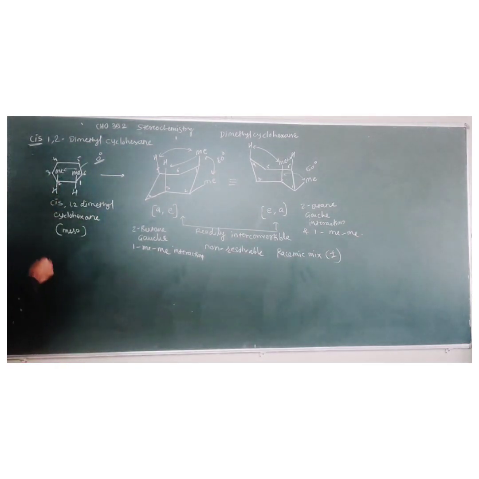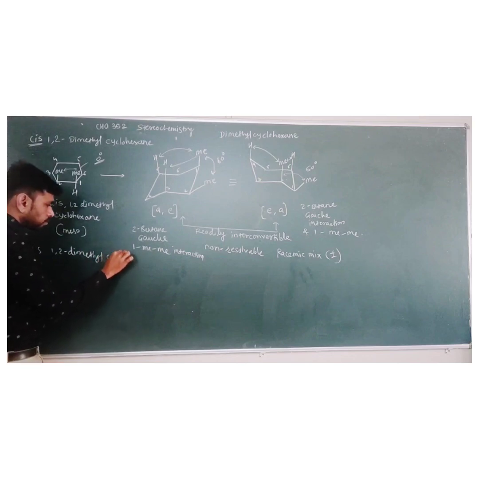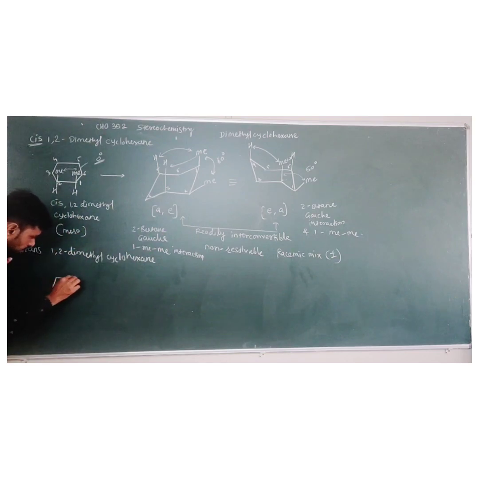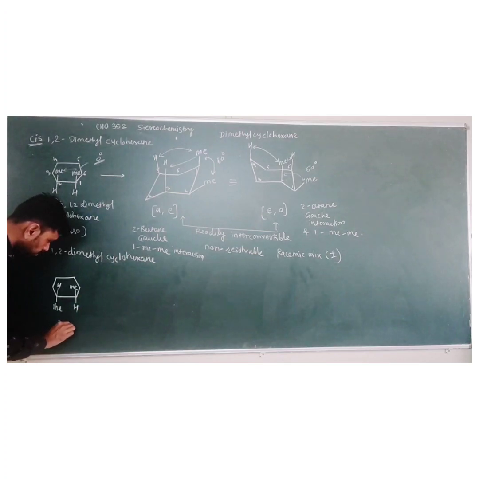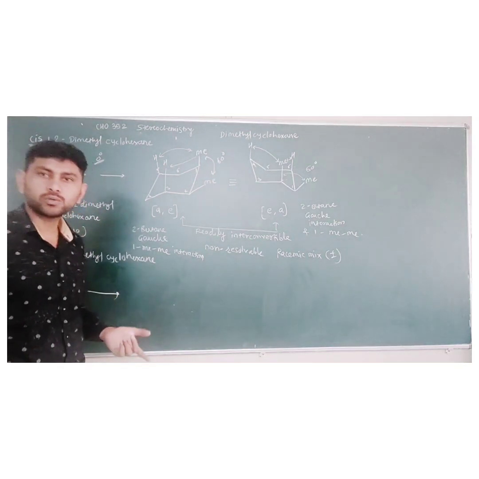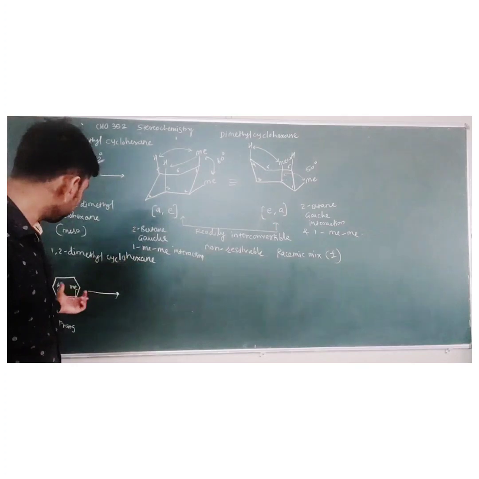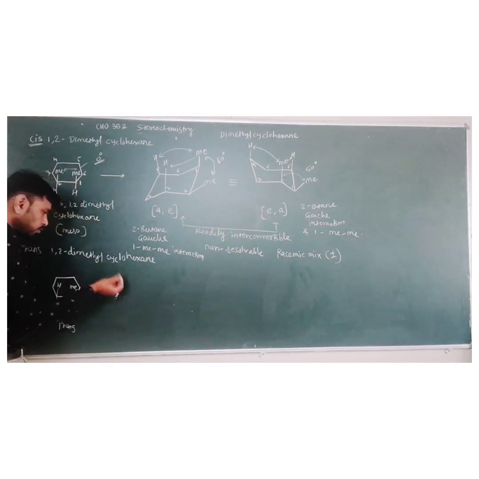Now look at the trans. This is trans 1,2-dimethyl cyclohexane. See the planar structure first: the methyl group is on the upside at one carbon, and the methyl group is on the downside at the other. So this is the trans structure. Now we have to convert this trans planar structure into chair conformations.